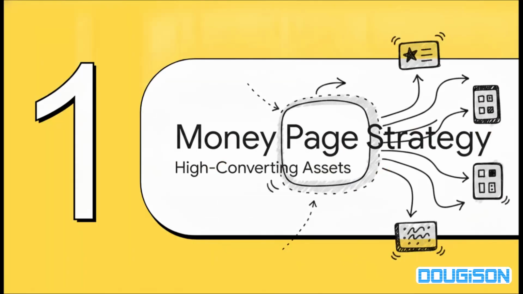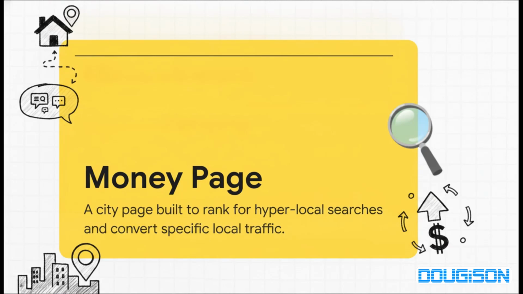All right, let's jump into Section 1, the money page strategy, understanding your highest converting assets. Before we actually start building, we really need to understand the architecture of local search. You see, a lot of businesses put all their energy into this broad parent location page, but in reality, that parent page mostly just acts like a directory. The individual city pages that branch off from it, those are the real drivers of your hyperlocal search traffic.